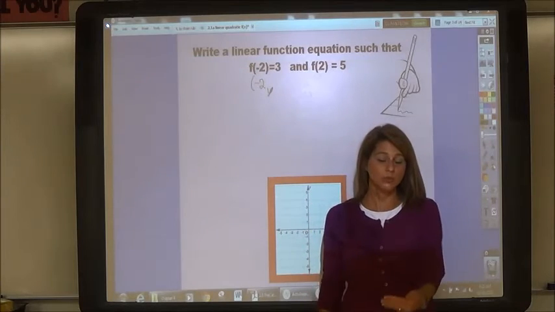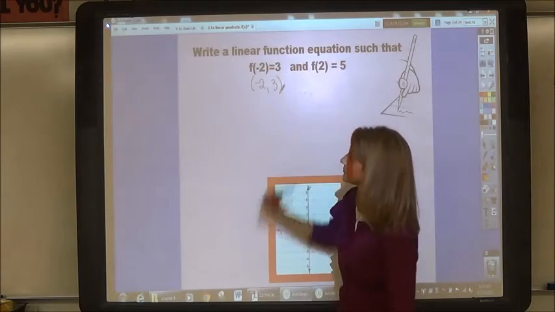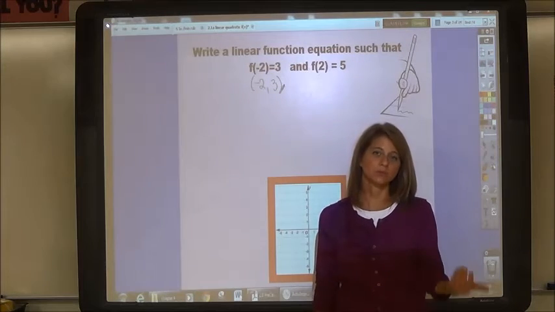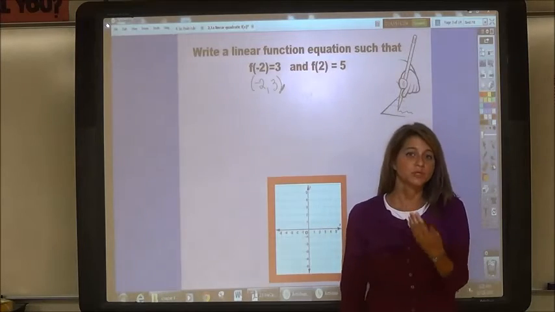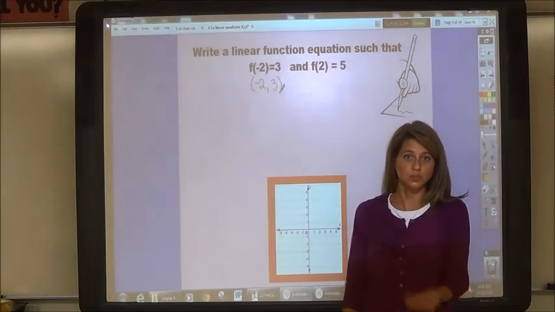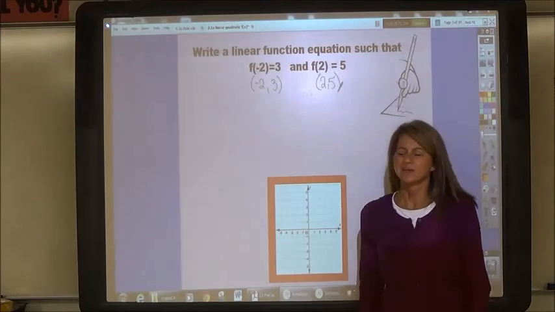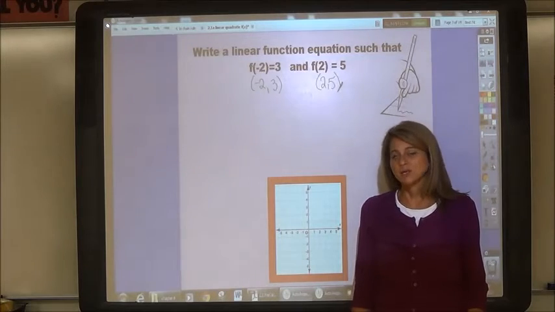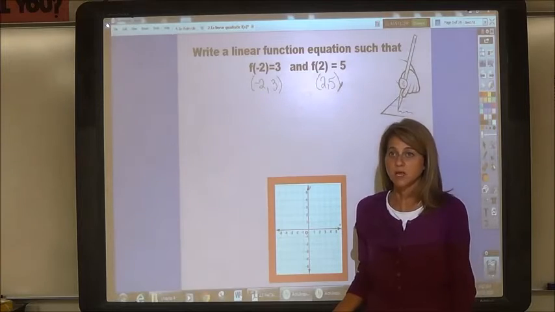I put -2 into my function, I get a 3 back out. That's just the point -2, 3. I'm going to do the same thing on the other one. It says I put 2 in my function, I get a 5 back out. So that's the point 2, 5. If I have graph paper handy, I can graph those two points and see if I can figure out the equation of this line.